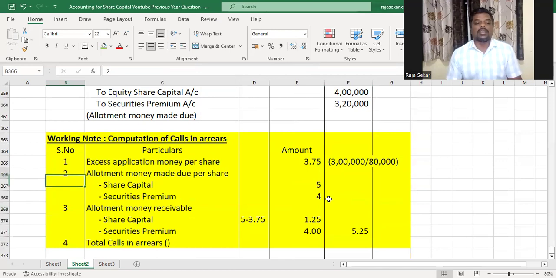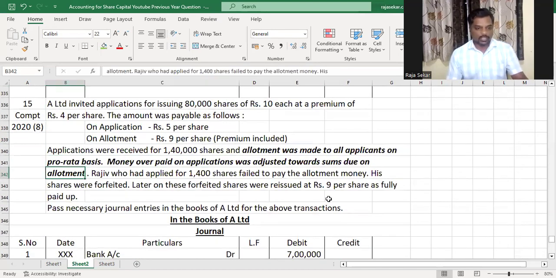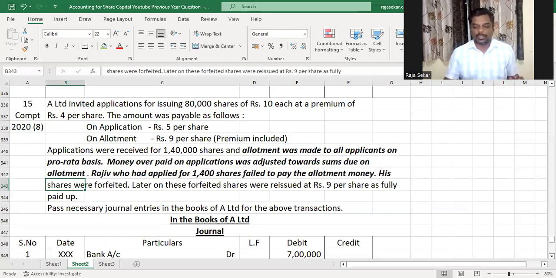Now, how many shares are being held by our friend? Is it given in the question? What is given in the question? Rajiv, who had applied for 1,500 shares, failed to pay the allotment money. So they have only given the number of shares applied by Rajiv. They have not given the number of shares held by Rajiv. Am I right or not?